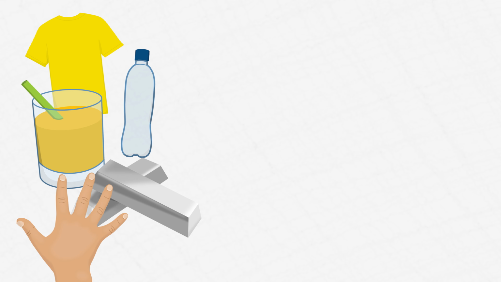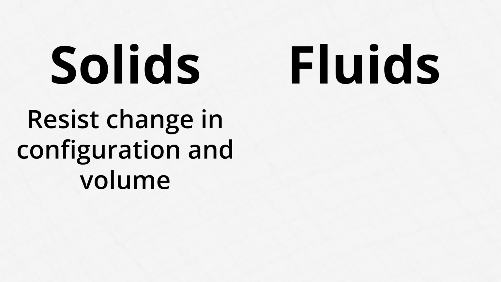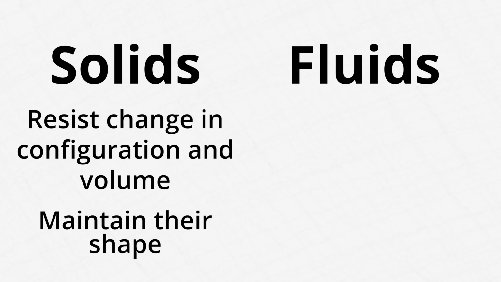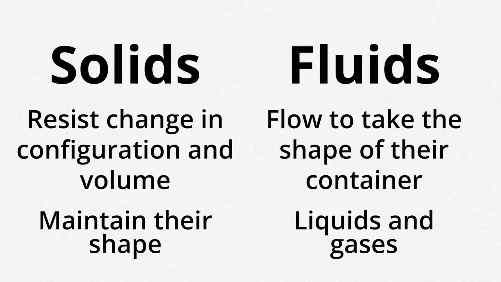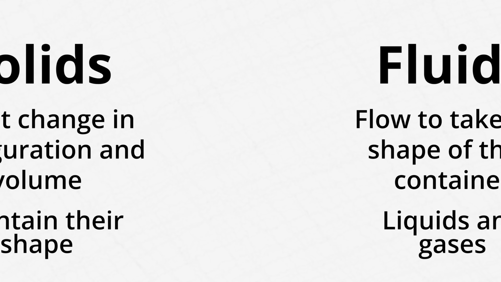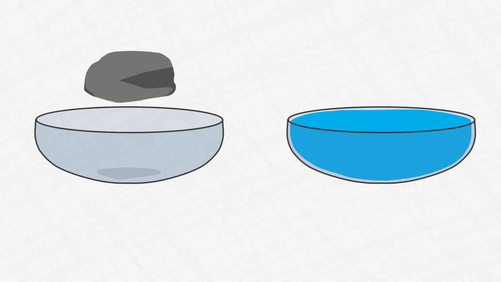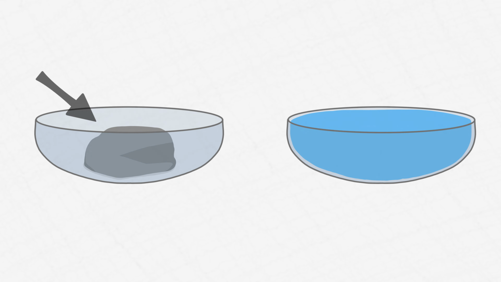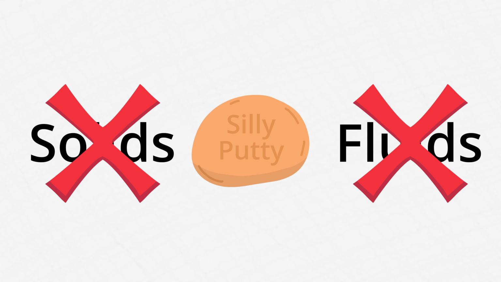And to make the decision easier, we divide materials into categories. Some of those categories are solids and fluids. Solids are materials that resist change in configuration or volume, meaning they maintain their shape. Fluids flow to take the shape of their container and include both liquids and gases. If you put a fluid in a bowl, it'll take the shape of the bowl, while a solid will hold its original shape. But there are certain materials that don't act exactly like solids or fluids.